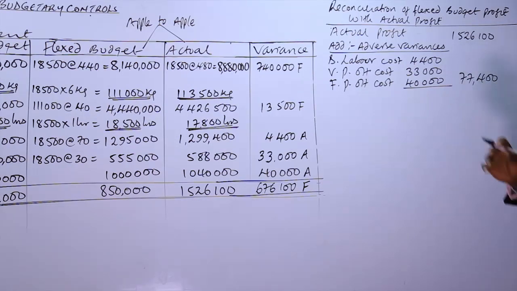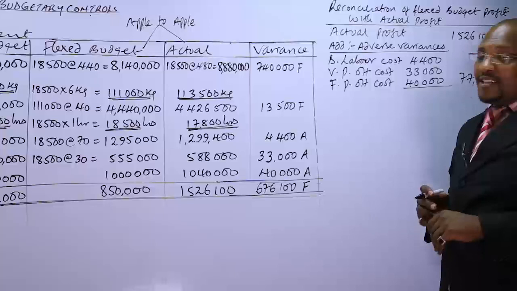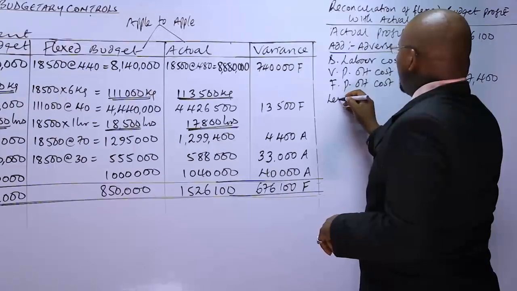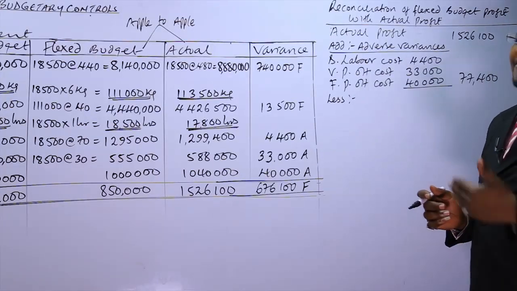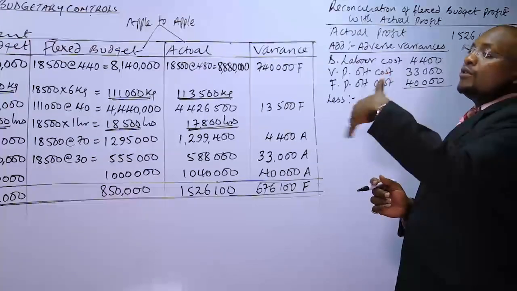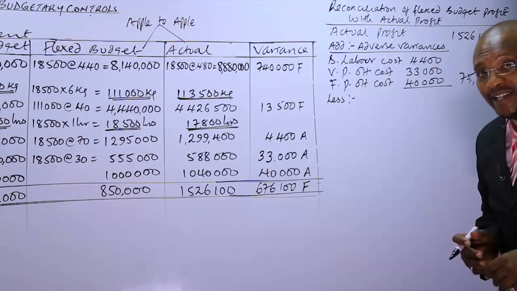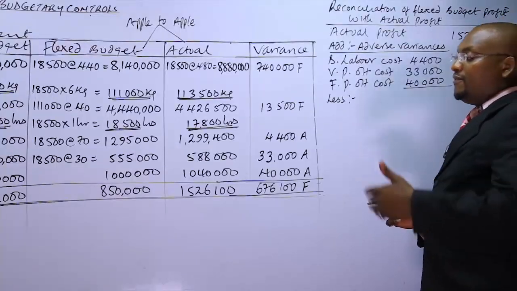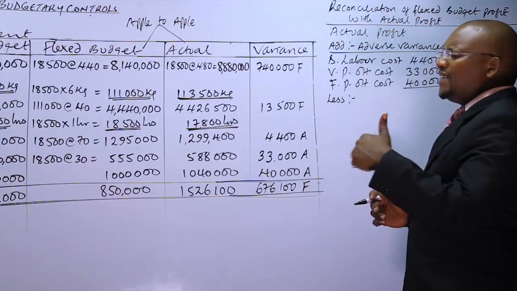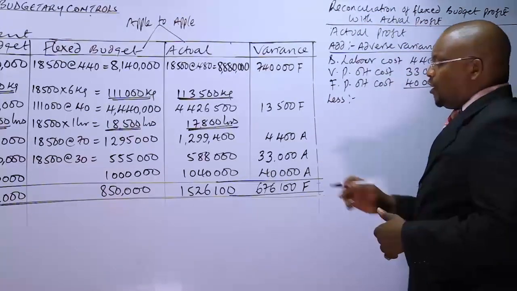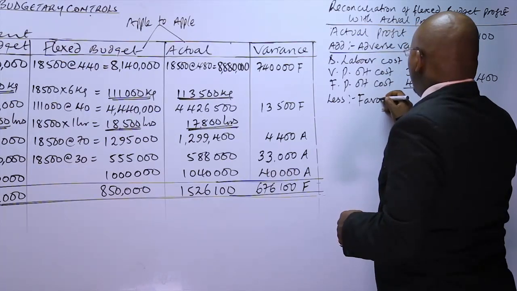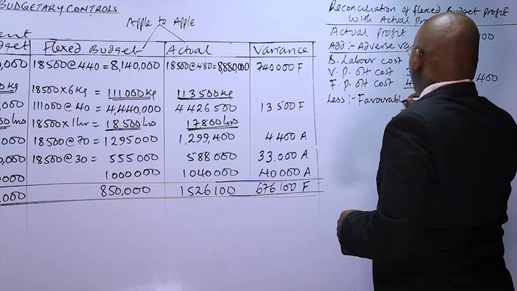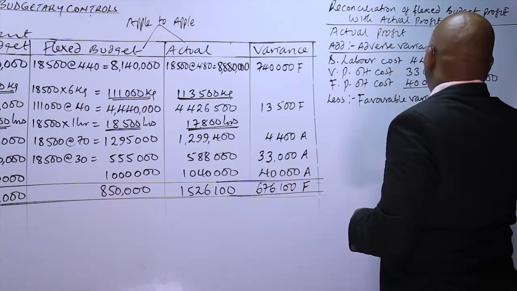So this is what we never predicted and envisaged during the time of budget. Then we less because we also did not predict that we are going to have some favorables. We never predicted that when it comes to the budget period and we start executing the budget, we are going to have this kind of advantages. So we're going to have the favorables, so less favorable variances.